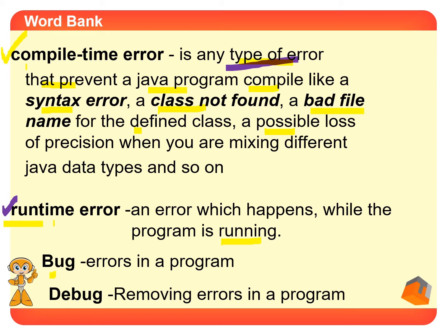We have here the word bug. Bug refers to the errors in a program, and if you want to remove the errors in a program, it's called debug.